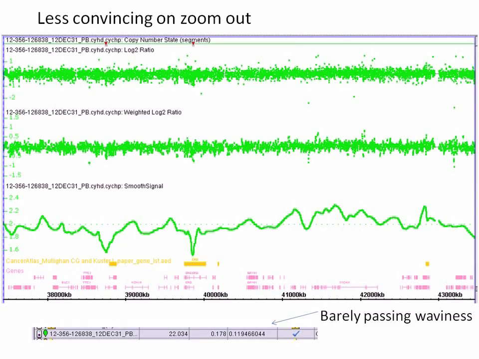So don't just hit your little red box and look at it. Zoom out, ask how is this data looking overall. When you do that, you'd be like, oh, I am not so convinced. And my waviness barely passed the QC metric of needing to be less than 0.12, it's 0.1194. So that would have also been a clue that I should be extra cautious about small calls.